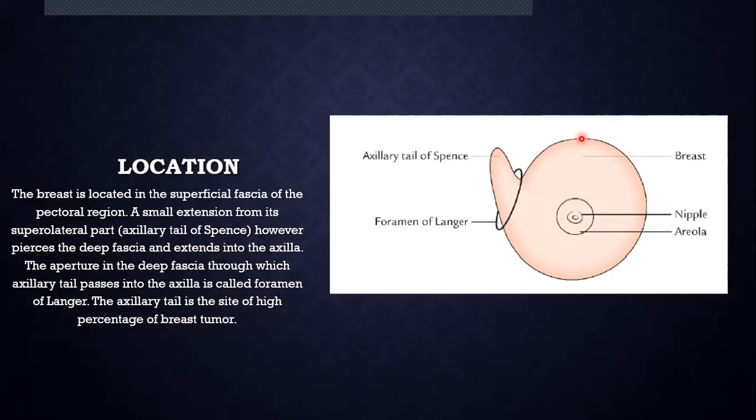So here it is. Okay, this is just a diagram. This is the nipple and the areola. Then you can see here on its superolateral aspect, we have the axillary tail of Spence, and this aperture in the deep fascia is known as the foramen of Langer. So this axillary tail of Spence is found in the axilla.